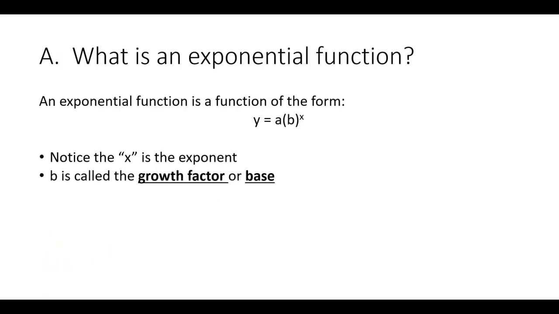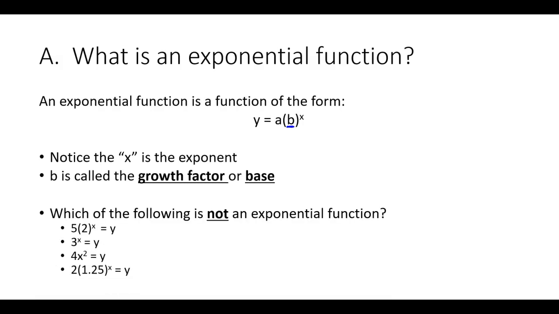So just some important things to notice. Notice that the x is the exponent. The b is called the growth factor, this guy right here. Based on what that value is, that tells you how fast the function grows. If it's a bigger number, then it grows faster. You have a steeper line. If it's smaller, then it grows slower, and it's a little bit more flat. But in general, all exponential functions grow pretty quickly. It's also known as a base, by the way.